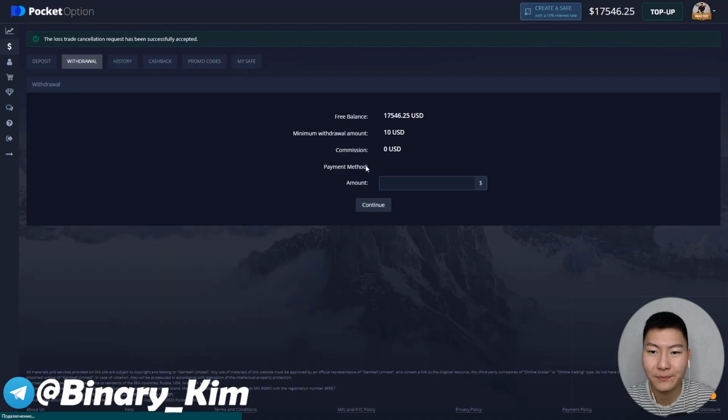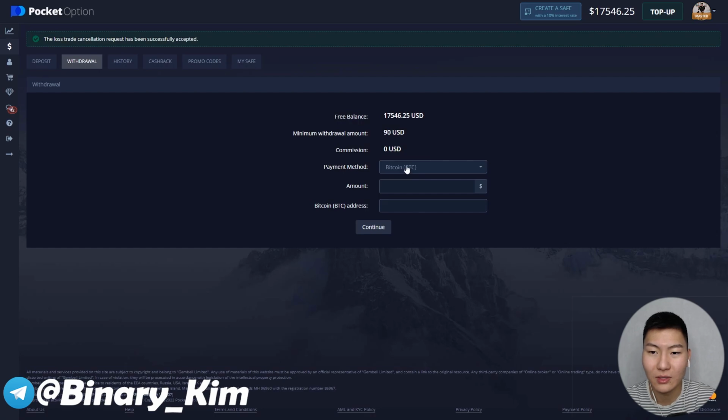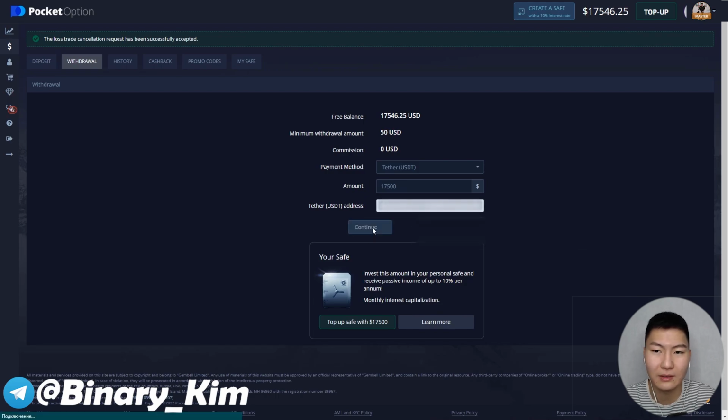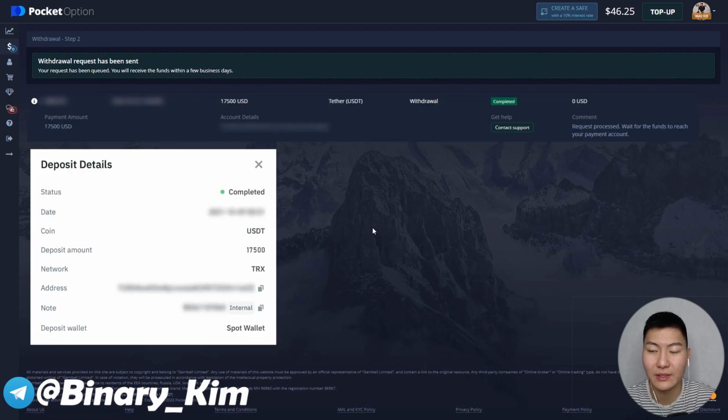And let's get down to withdrawal. Let's better withdraw $17,500. Press the continue button, and there we go. Our transaction is being processed. I'll touch the screen where it's done as usual.